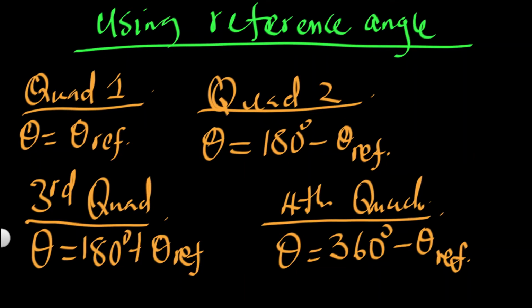All right, let me do another example, especially one where we have a negative angle. All right, I'm going to use this one. It says sec theta is equals to minus 2.5.